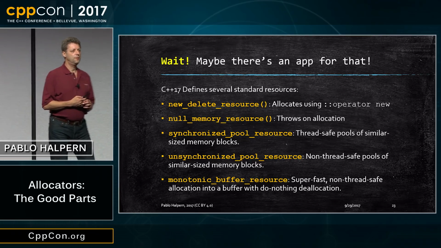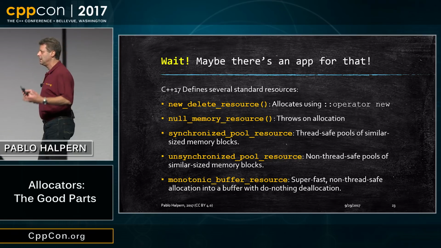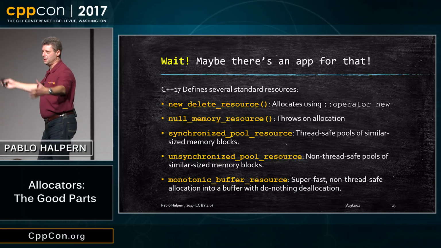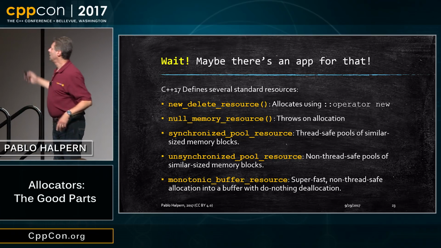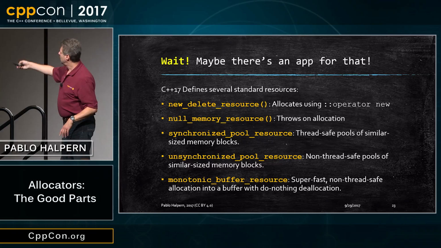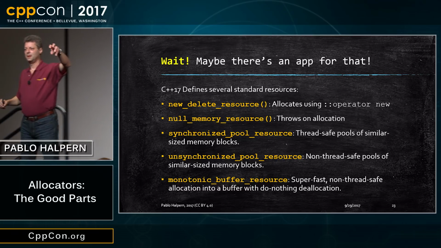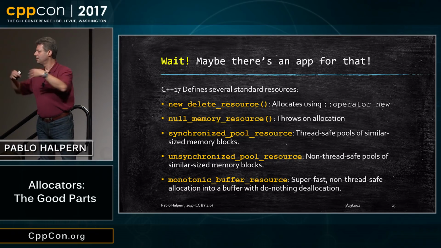The reason is that if you have any kind of arena or pooled allocator that comes with its own memory, and when that memory is exhausted, it's supposed to throw rather than get more memory off the heap. These other three resources all are chaining, which is to say they have an upstream memory resource that they get memory from when they run out of their own internal pool.